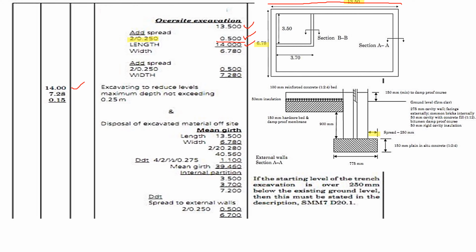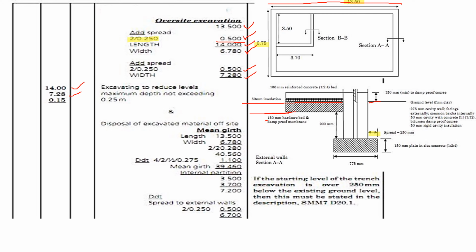Then we find the width. The width was 6.78. We add 0.5 to 50 on both sides, we get 7.28. So 7.28 for the width. Then the depth, to what depth shall we reduce the level? If this is the ground level, so the ground level was here. What level will we reduce? So that you know you will reduce the level so that you can be able to lay the hardcore.